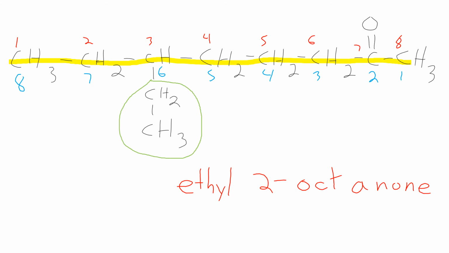So using the blue numbering system, what's the position of our ethyl branch? That's at position 6. We would get 6-ethyl-2-octanone. And again, you're still seeing the same common features in the name.